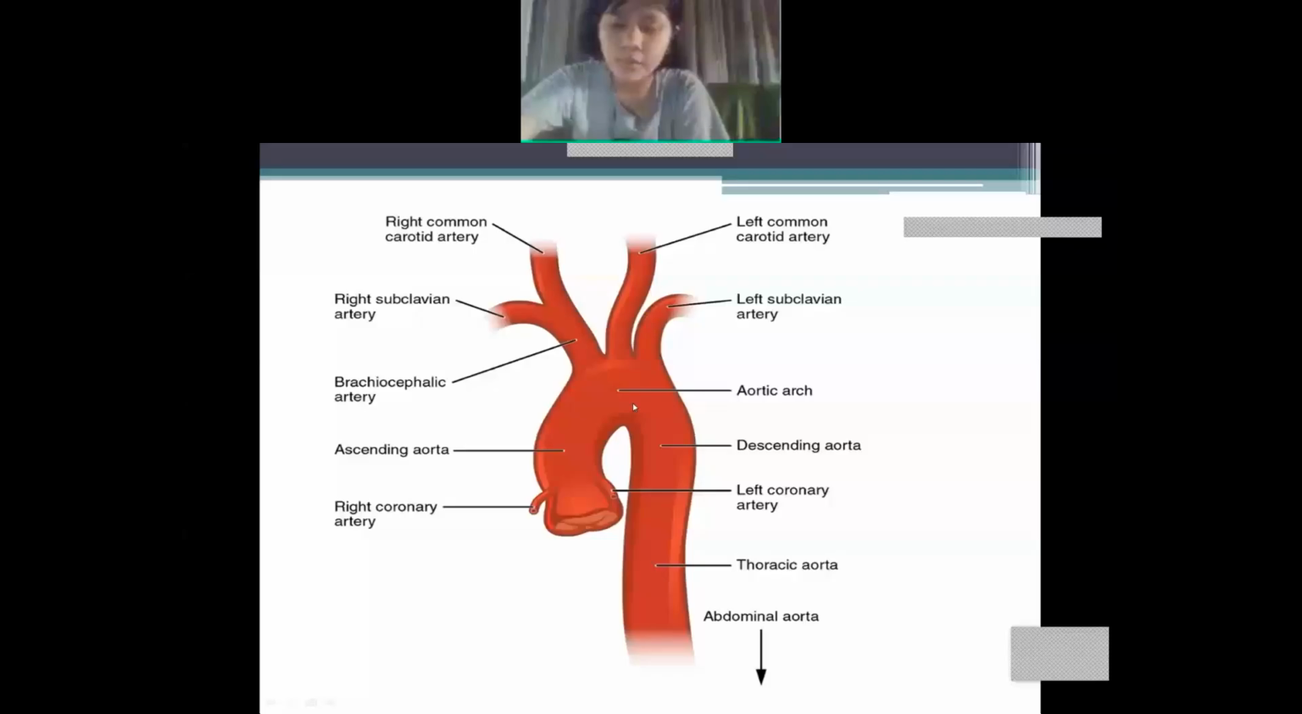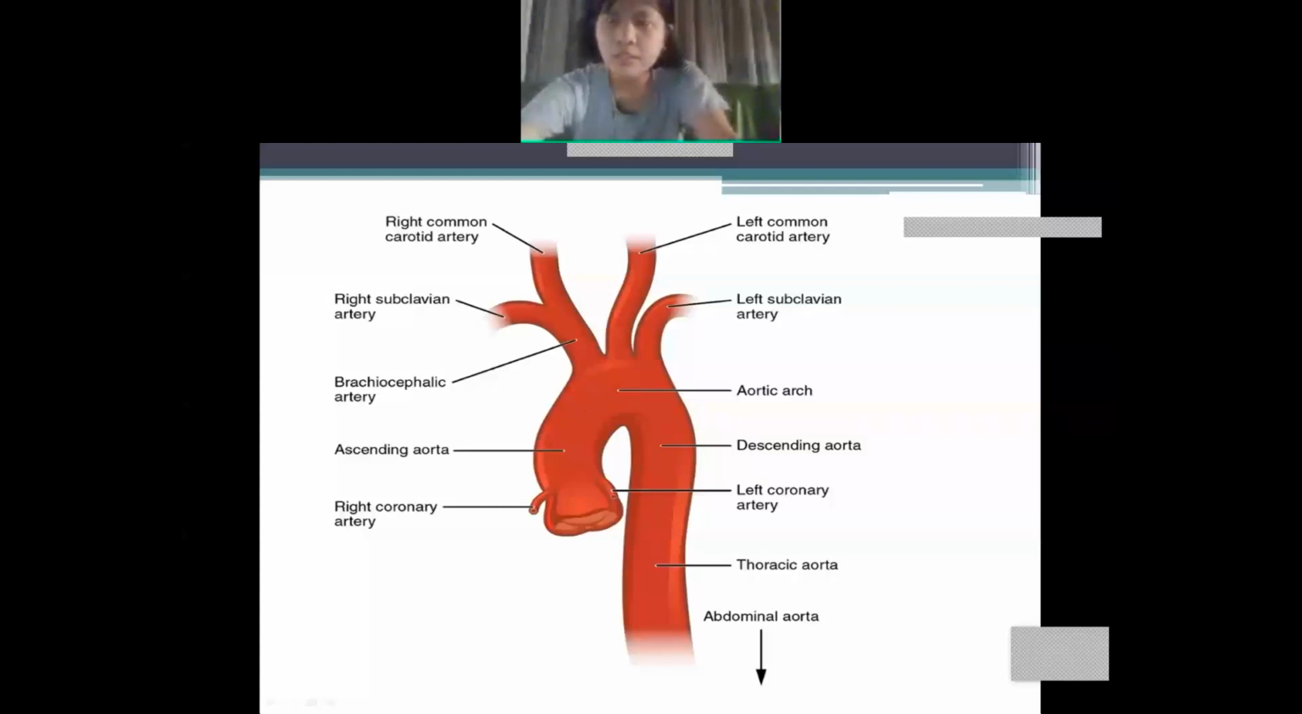It begins in the upper part of the left ventricle, and it is the largest artery in the body. This arch of the aorta is the largest artery in the body. Understand? Which carries what kind of blood? Oxygenated blood. Oxygenated blood means presence of oxygen. So this artery carries oxygenated blood.